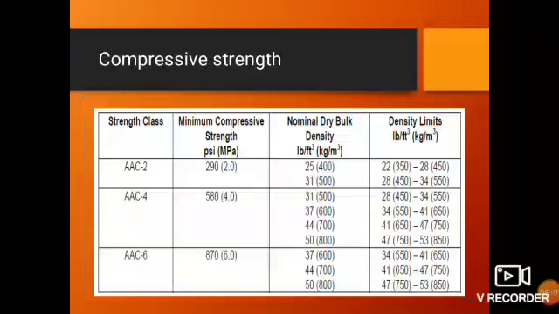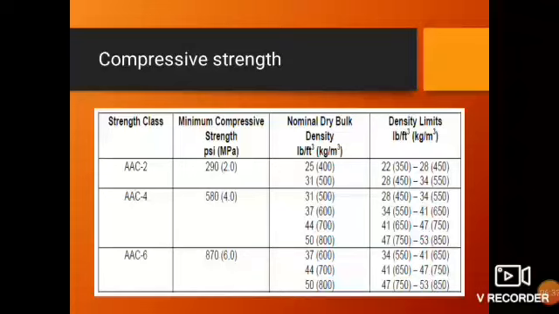Next we will see the compressive strength of the different blocks of different strength class. The different strength classes are AAC2, AAC4 and AAC6. The minimum compressive strength for AAC2 is 290 psi, AAC4 is 580 psi, and for AAC6 it is 870 psi.